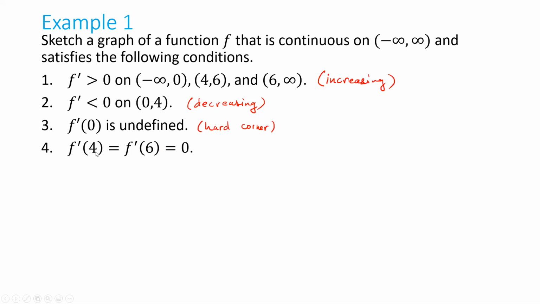Okay, I'll just say it. So f prime of 4 and f prime of 6 are equal to 0, right? Those are just 2 points where we know the derivative is equal to 0. So these are critical points. 4 and 6 are critical points. Remember? We talked about this in 4.1, right? So we know they're local max or local minimum values.